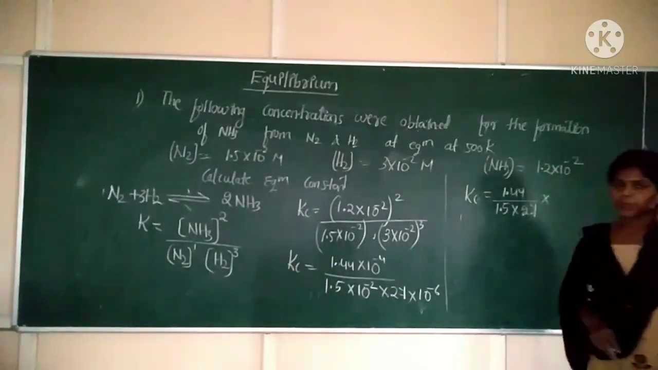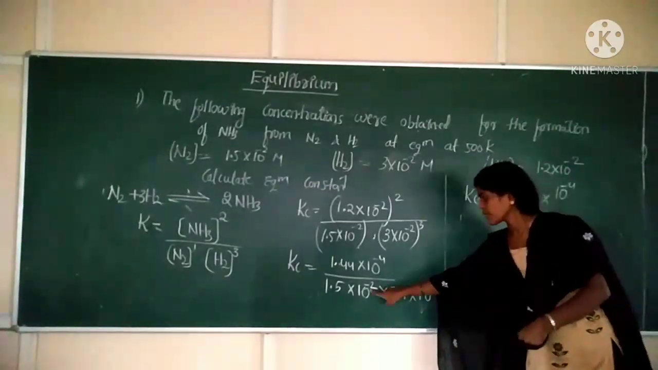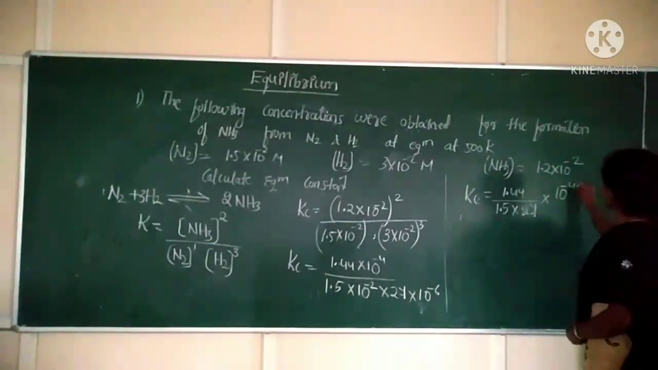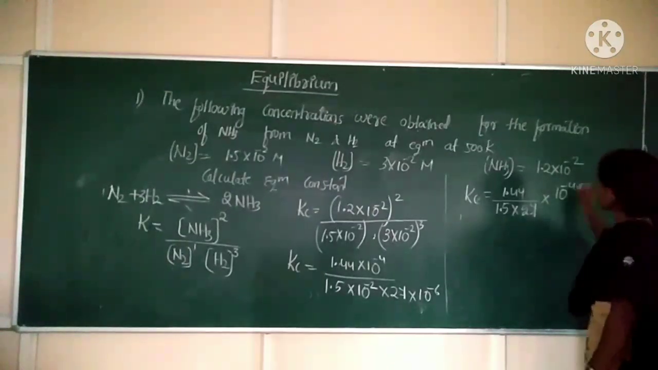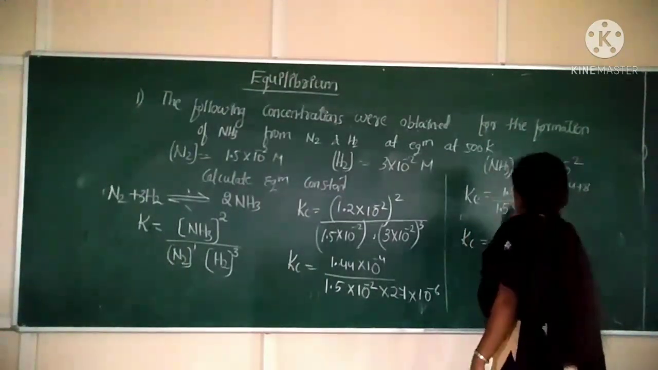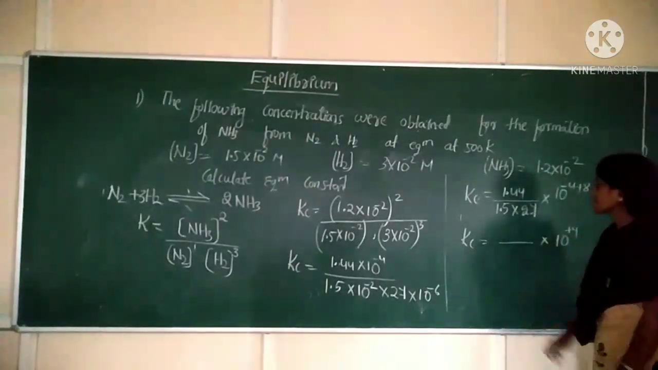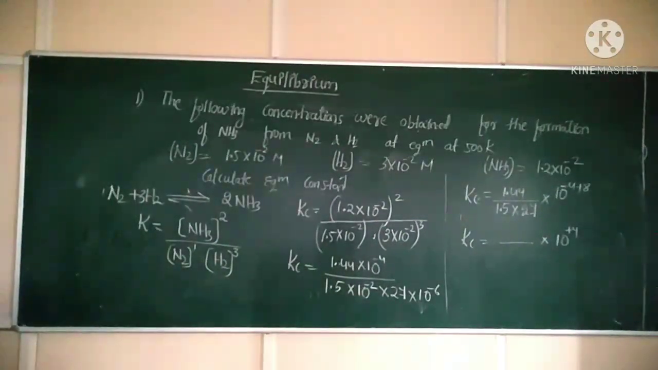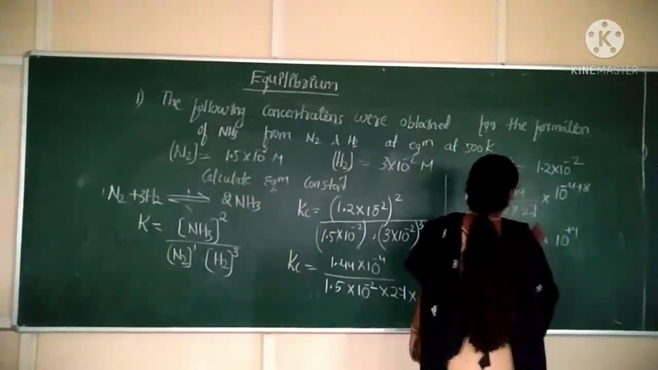Now simplify the powers. 10 to the power minus 4 divided by 10 to the power minus 2 minus 6. It will be 10 to the power minus 8. Correct? So when you move it to the numerator, it will become plus 8. So Kc is equal to, simplify this value, into 10 to the power plus 4. Correct? So 1.44 divided by 1.5 into 27 means what? It will be equal to 0.035.